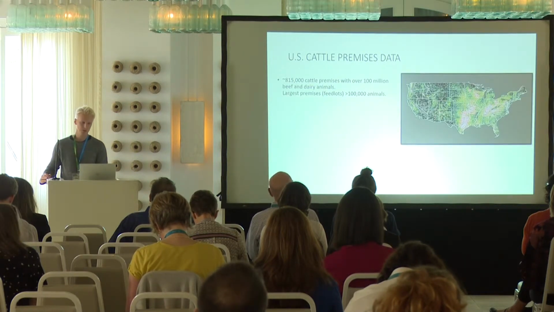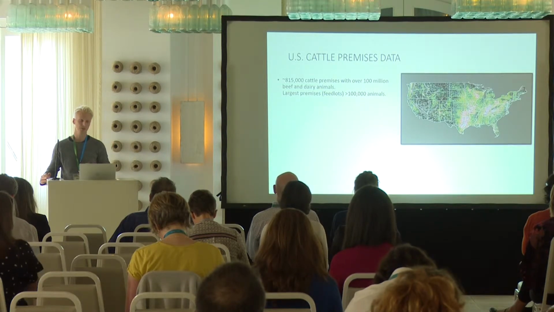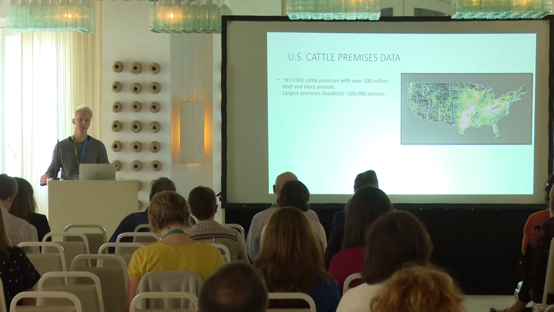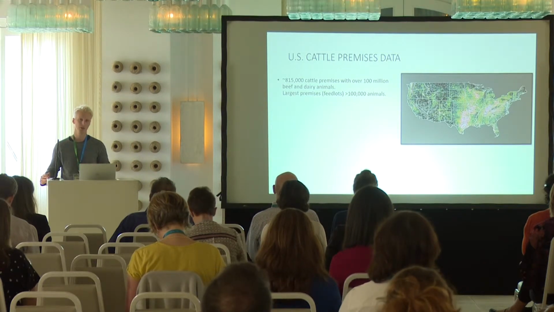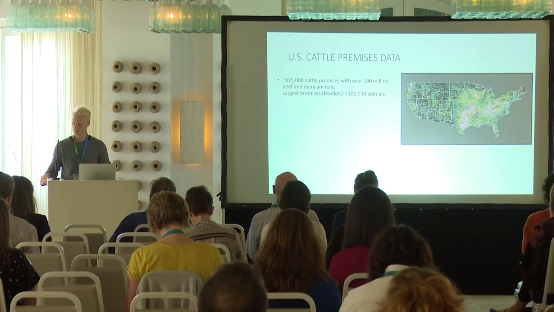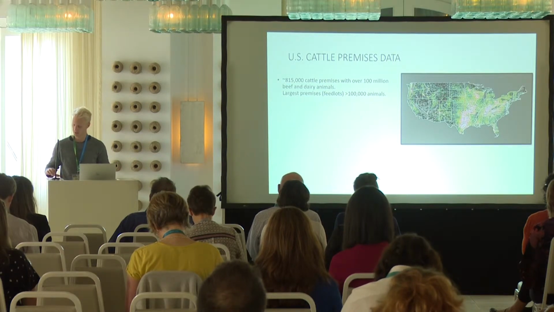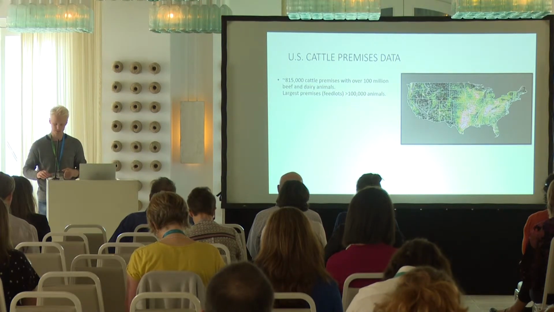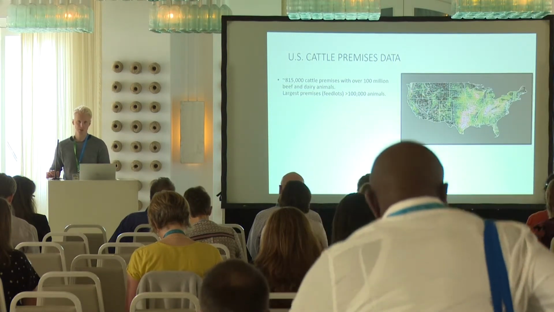So, starting out with the population that we are using to model. The US cattle population consists of over 100 million animals spread across around 815,000 premises, the largest of which are bigger than 100,000 animals. And you'll probably notice that I'm not going to refer to them as farms, but premises rather, because I don't think you can call a feedlot of 100,000 animals a farm, I guess. So here comes challenge number one.